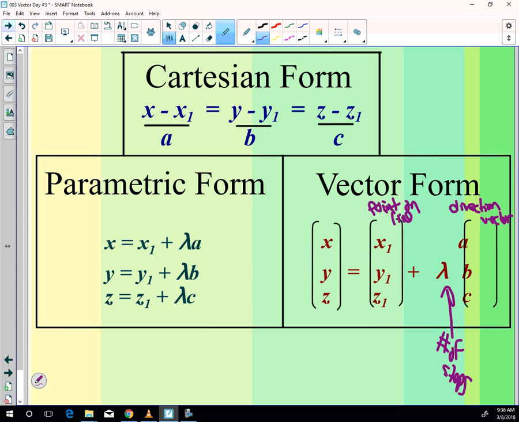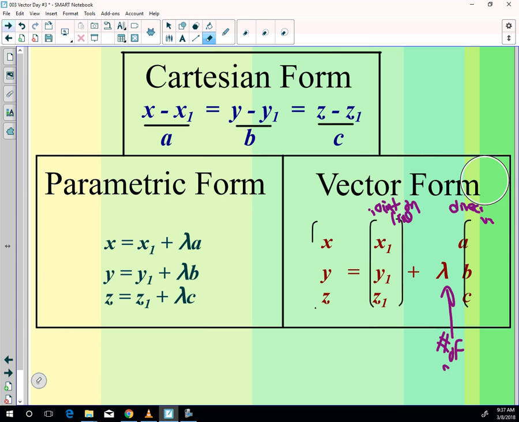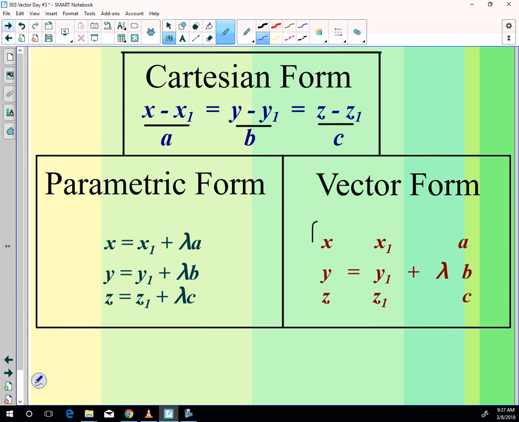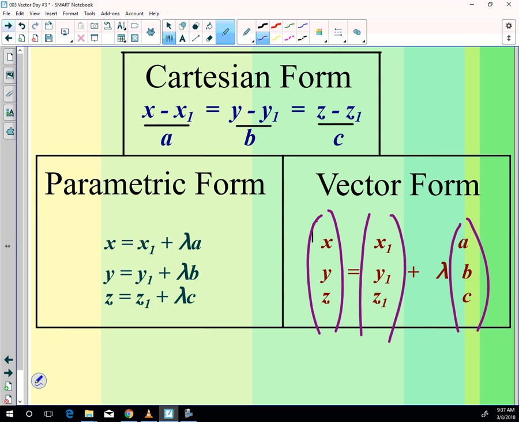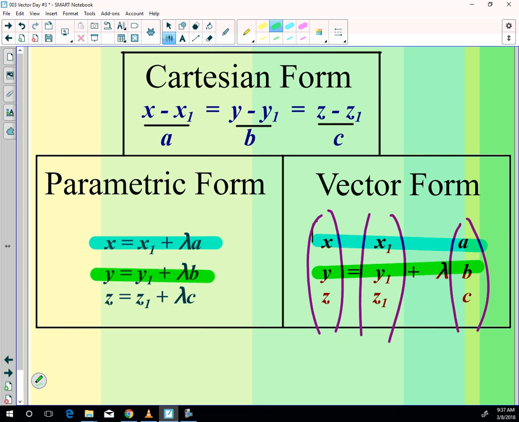Now here's where it gets interesting: once you have these, you're going to want to turn this into a different form that's a little bit more usable. One form is the parametric form, which we've looked at, your favorite part of calculus, right? X equals x1 plus lambda a. Then we can say y equals y1 plus lambda b. And z equals z1 plus lambda c. Lambda is the number of steps.